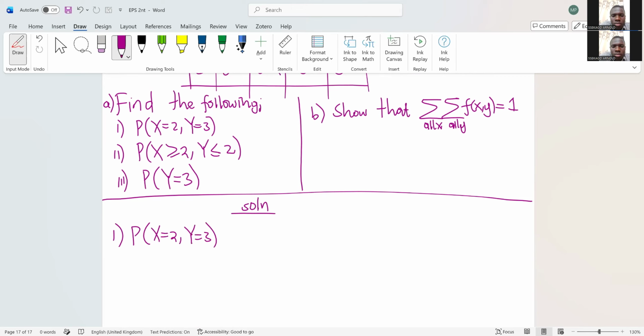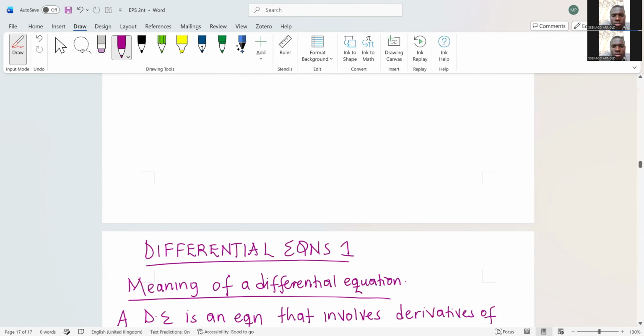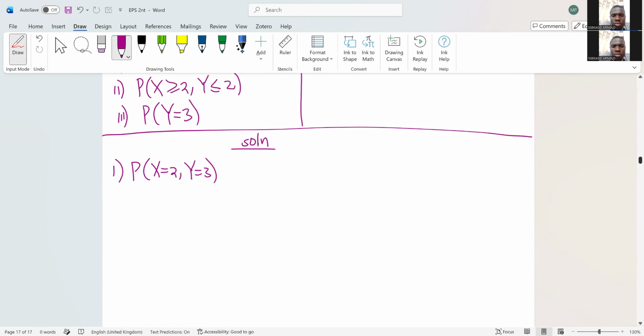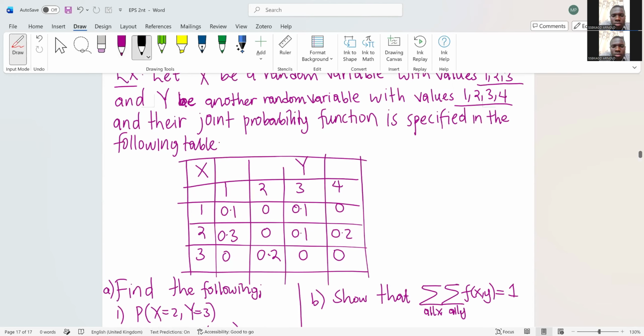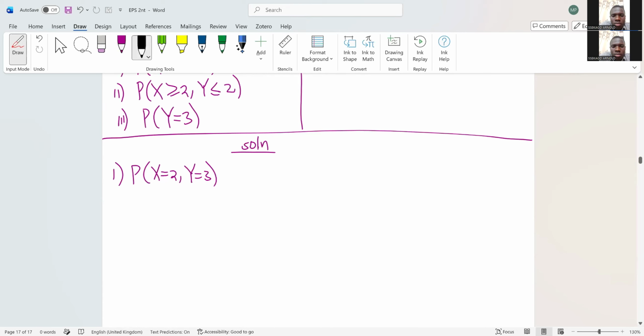So we go to the distribution, which has already been defined in this table. X equals 2, y is 3. Where is x equals 2? Here, because these are the x values. X equals 2 is there, y equals 3 is here. When you correspond y equals 3 to x equals 2, you get 0.1. Therefore, this is simply 0.1. As simple as that.